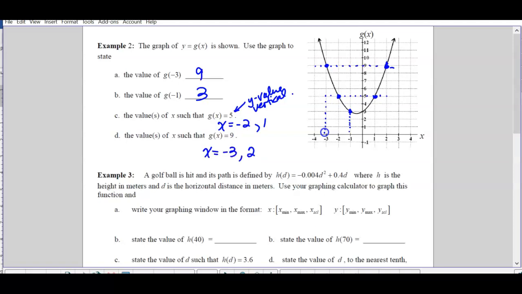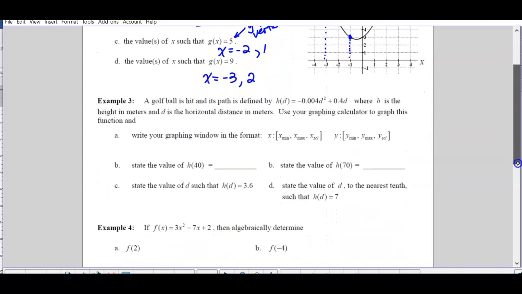All right. Next one. A golf ball is hit and its path is defined by that equation where h is the height in meters and d is the horizontal distance in meters. Use your graphing calculator to graph this function and write your graphing window in that format. State the value of h of 40.